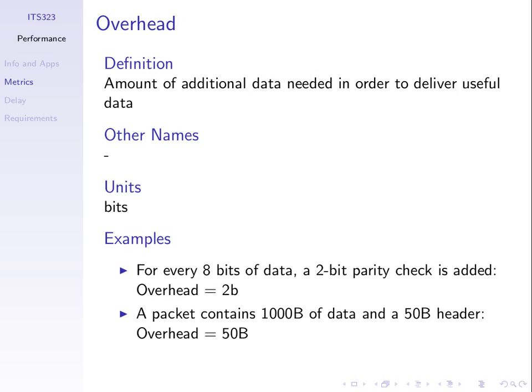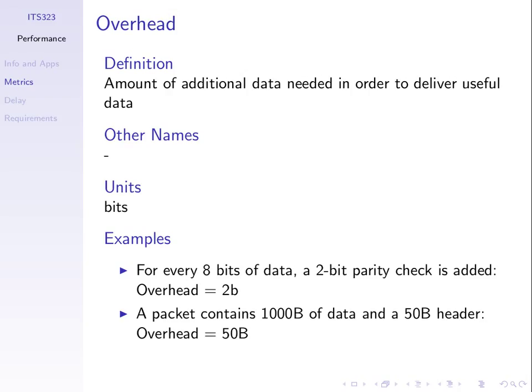Another example. I send a chunk of data as a packet containing 1,000 bytes of real data and 50 bytes of additional data, often referred to as a header. It's usually added at the start, at the head of the real data. The overhead is quite simply the extra data of 50 bytes. So it's the extra stuff we need to send to get the real data to the destination.